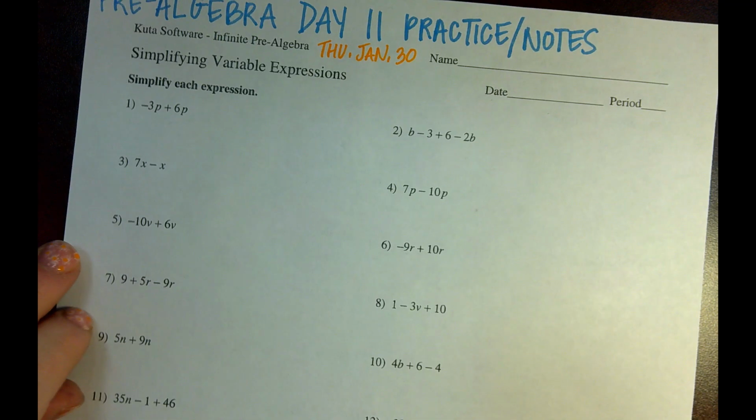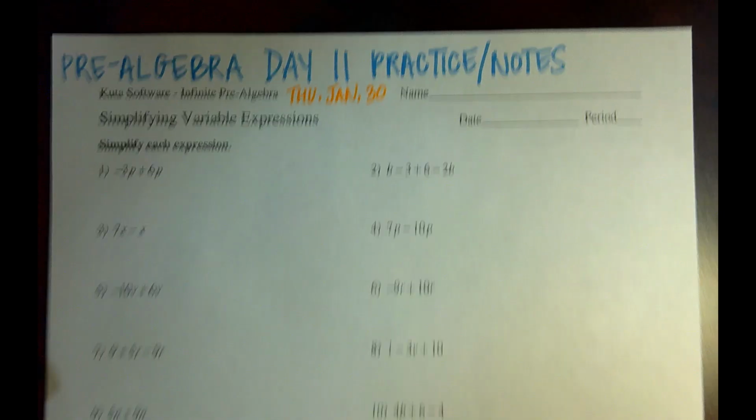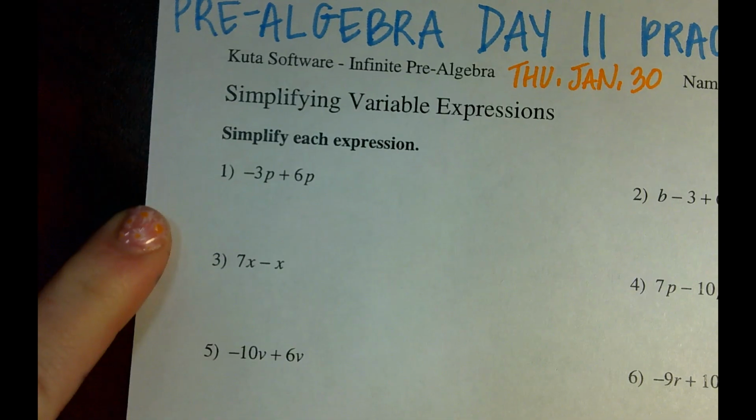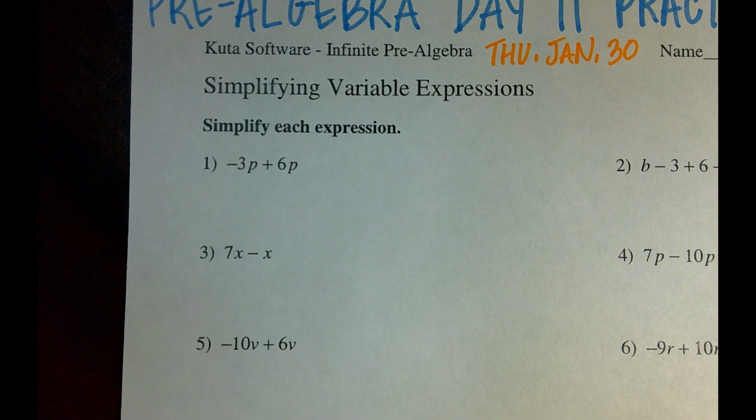Wow. All right, guys, let's go ahead and wrap up our conversations. Let's get quiet. Let's get started. We're going to look at number 1. Number 1, I have negative 3p plus 6p.